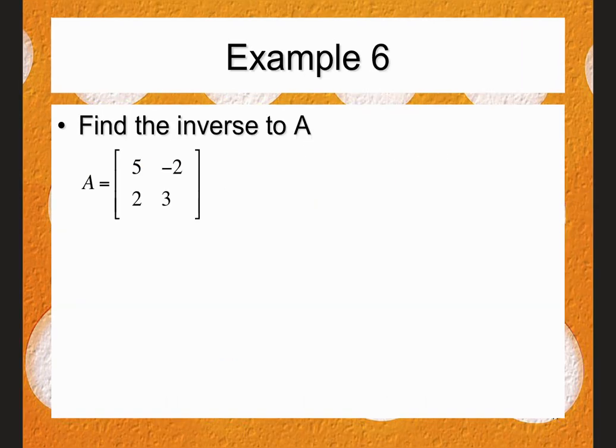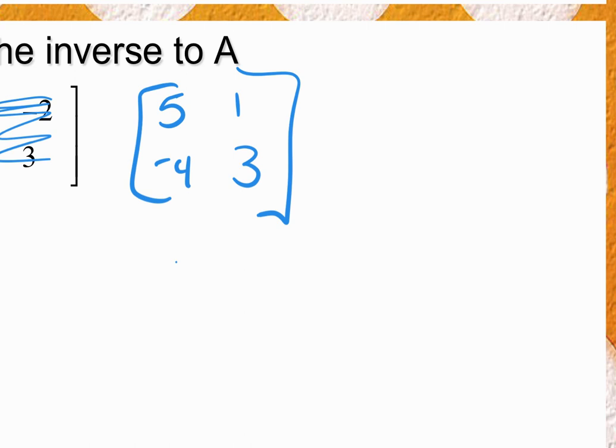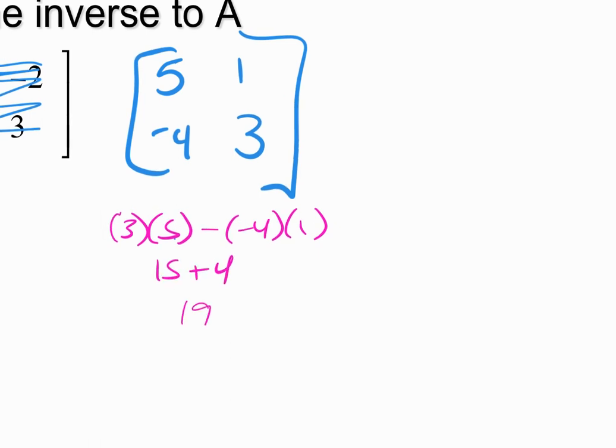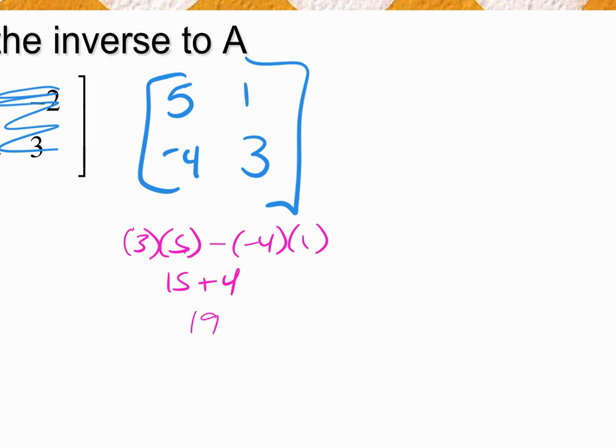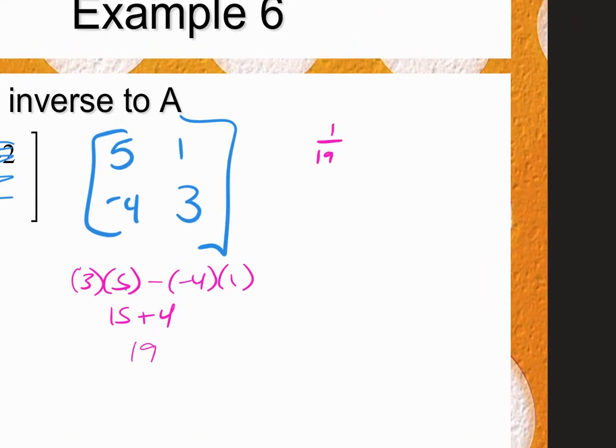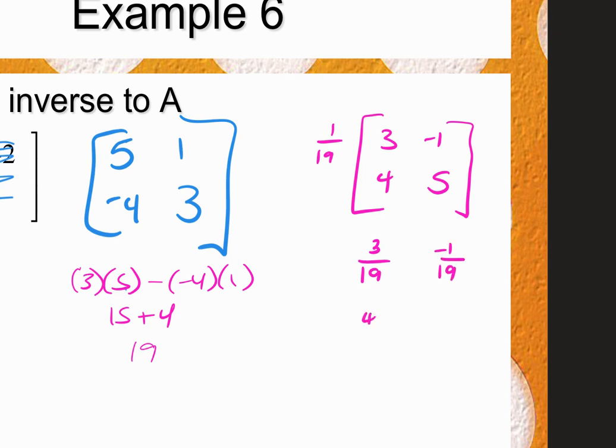All right, you do it. Actually, let's go. All right, determinant should be 3 times 5 minus negative 4 times 1, or 15 plus 4, which is 19. If it was negative, you would keep it negative. Like this time it's positive, obviously. So was the last time. But if it was negative, you would keep it negative. Then I do 1 over 19 times, switch the 3 and the 5, change the signs on the 1 and the negative 4. So it becomes negative 1 and positive 4. Then distribute it in. It'd be 3 over 19, negative 1 over 19, 4 over 19, and 5 over 19. That's a negative 1.